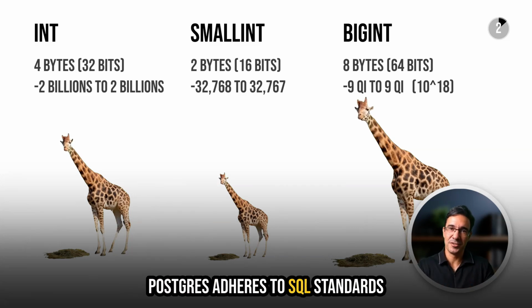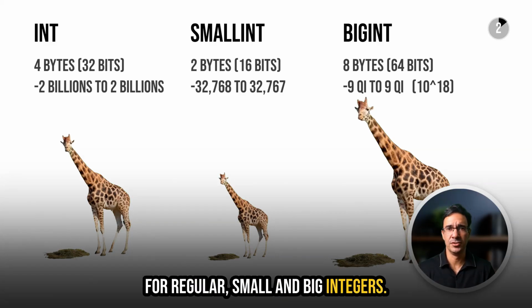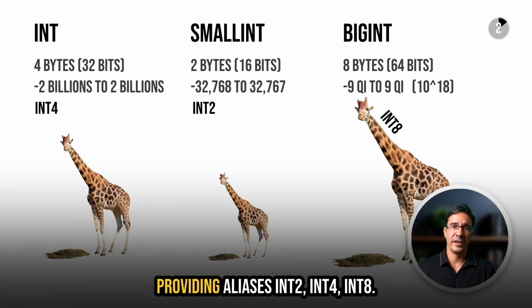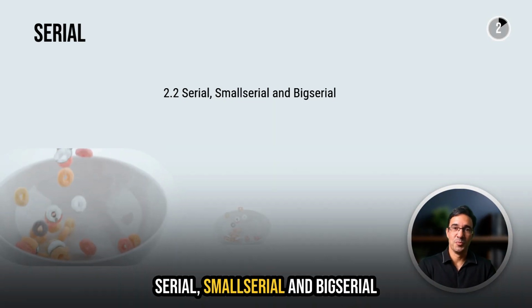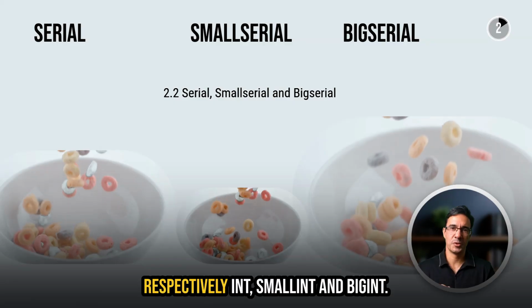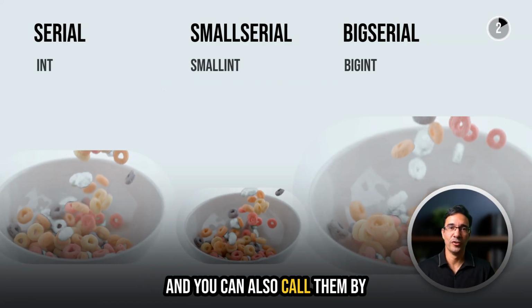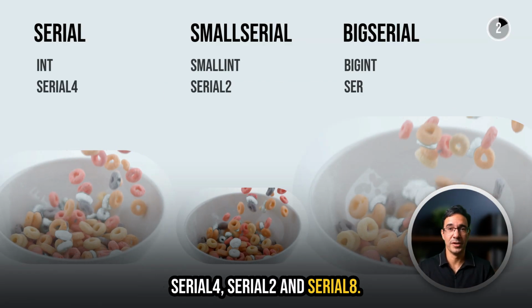Postgres adheres to SQL standards and follows the size conventions for regular, small, and big integers, but it extends the standard by providing aliases int2, int4, and int8. Serial, smallserial, and bigserial are Postgres-specific variations of respectively int, smallint, and bigint, and you can also call them by serial4, serial2, and serial8.